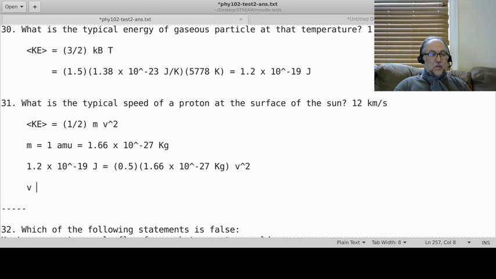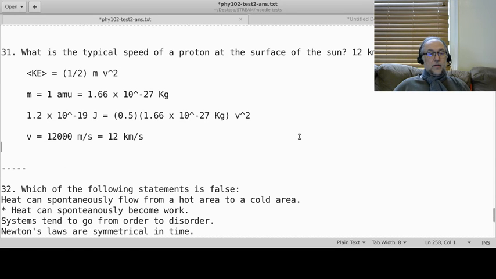I'm not going to bore you with the details here, but basically you would divide that side by that, and then take the square root, and you would find that you would get 12,000 meters per second. That's really fast. That's extremely fast. In fact, you can move the decimal over 3, and you had to match the answer. It was 12 kilometers per second. So yeah, 12 kilometers every second. That's how fast protons are moving at the surface of the sun.